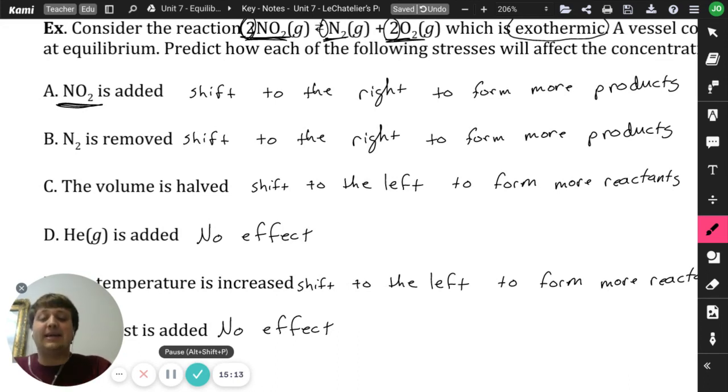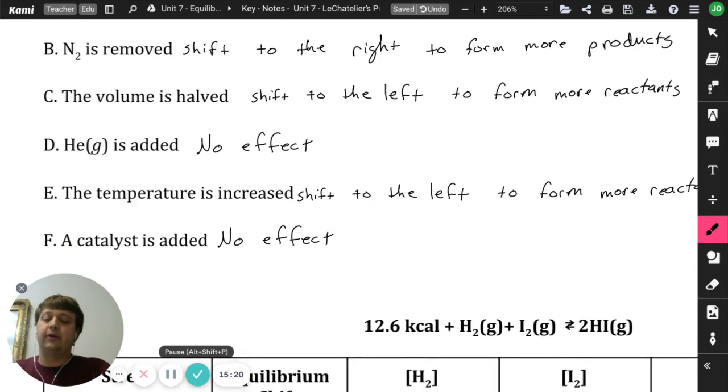D, helium is added. Well, helium is inert, right? And so we know that when we add an inert gas, that's going to have no effect.